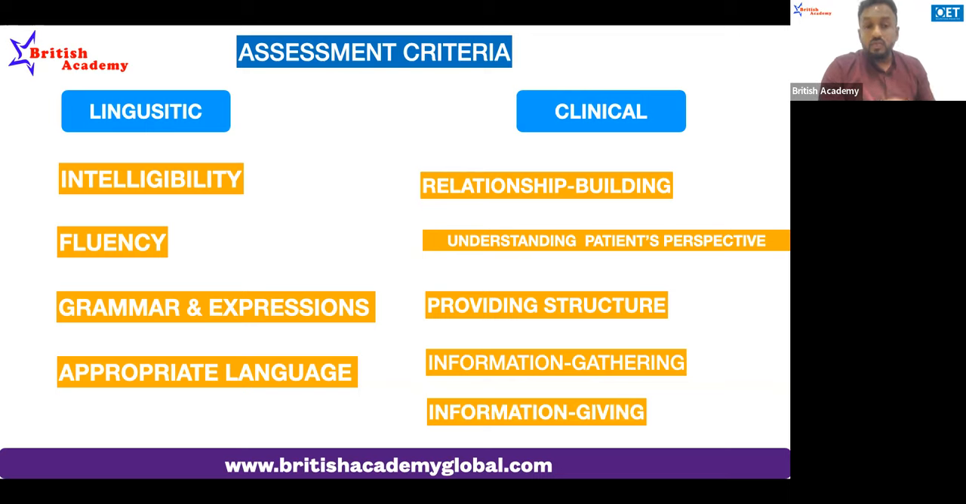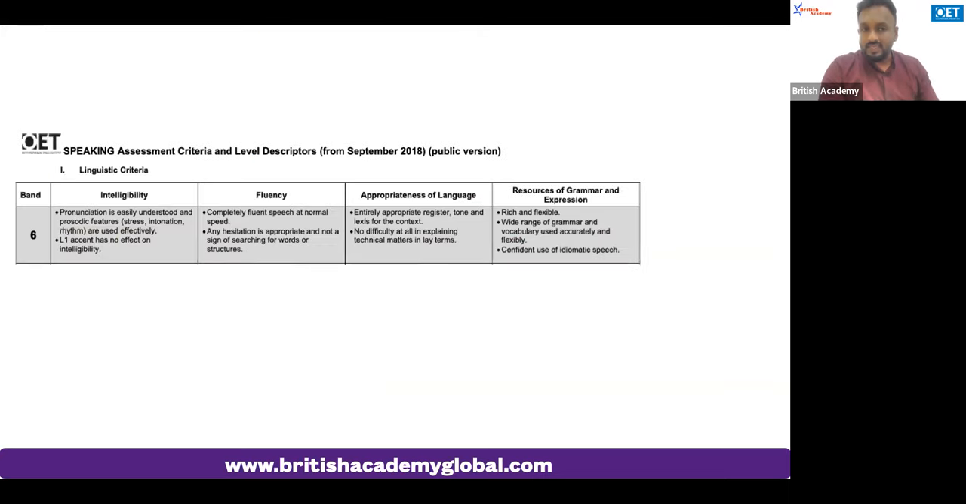If you keep these points and these assessment criteria in your mind, things will be easy. Like the first one, linguistic criteria. They check your pronunciation, your stress, and intonation. Intonation means you raise your pitch and lower your pitch based on the kind of information you're giving. If you're asking a question, it should sound like a question. This is very important.